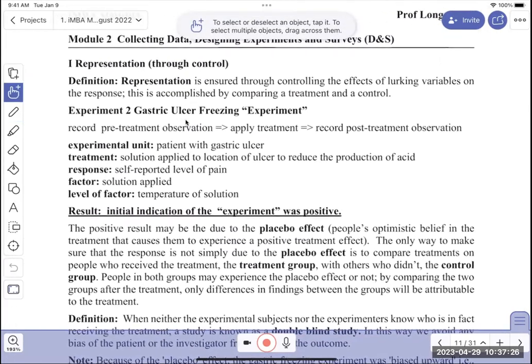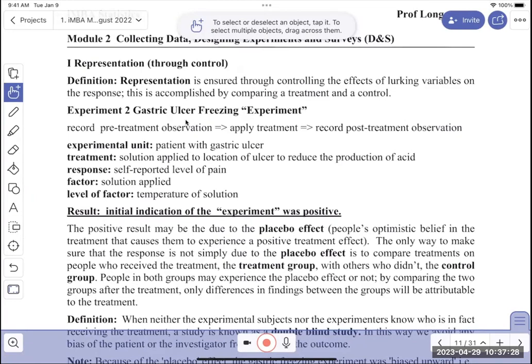Okay, so my second experiment, the first one being the blood alcohol caused by drinking alcohol. The second is the gastric ulcer freezing experiment. All right, so we're going to begin with representation. So representation, the aim is to control against the effect of lurking variables on the response.